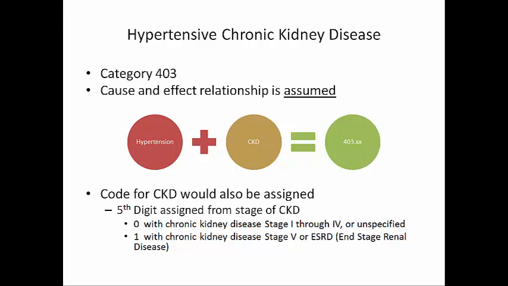Hypertensive kidney disease. Now, ICD-9 does assume a cause and effect relationship. So here, if hypertension and chronic kidney disease are documented in the chart and they're not linked, that's okay, because you can assume that cause and effect relationship. So you're automatically going to go to category 403. And the coder would also code a diagnosis for the chronic kidney disease, with that fifth digit specifying the stage. Is it stage 1 through 4, or is it stage 5 or end stage renal disease?